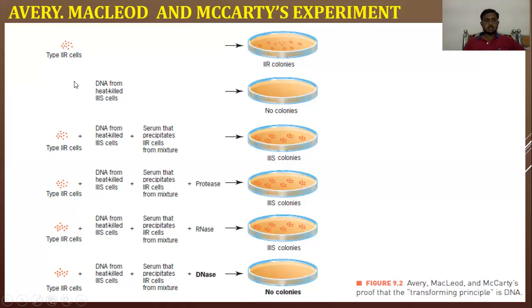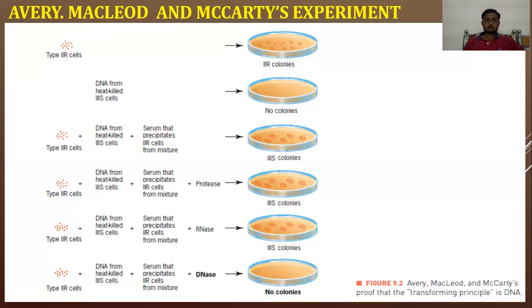For that, they used two types of strain: the R type, a non-virulent pneumococcus strain, and the S type, a virulent strain. In the first experiment, they used R type cells that are non-virulent and inoculated them on nutrient media. They found that the R type cells easily grow on the nutrient-containing media and show normal colonies of R type bacteria.